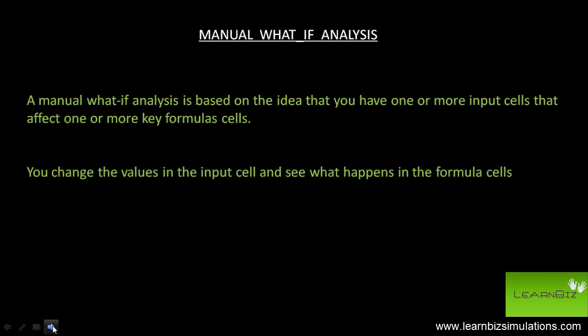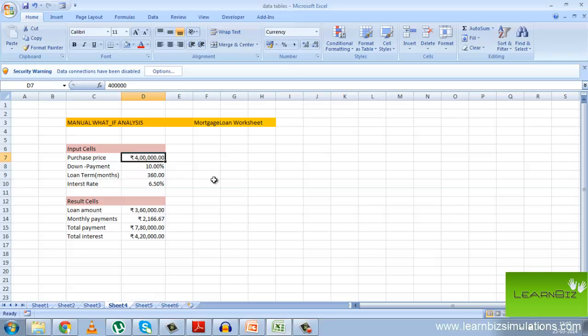A manual what-if analysis is based on the idea that you have one or more input cells that affect one or more key formula cells. You can change the values in the input cell and see what happens in the formula cells. Manual what-if analysis is very common, and people often use this technique without even realizing that they are doing a type of what-if analysis. Now let us look at it in the worksheet.